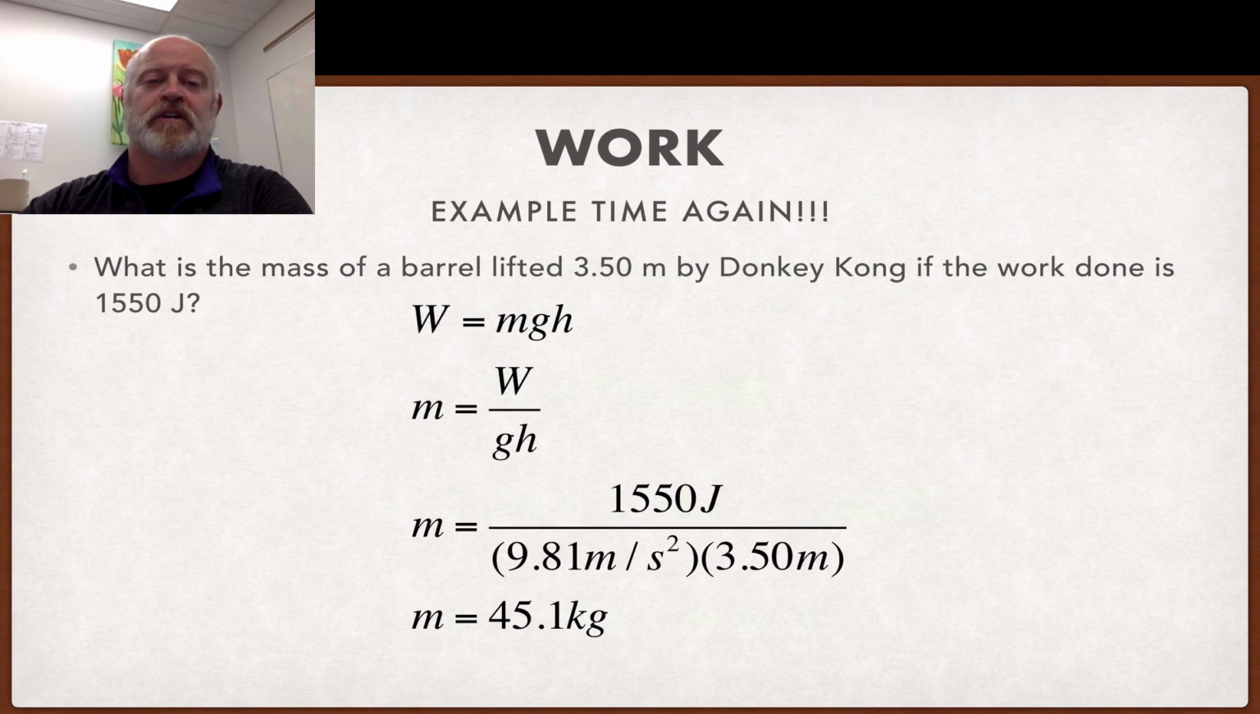All right, so let's take a look at our answer. In this case, we're going to go vertical work, so we're going to use mgh. We want to solve for the mass, so I rearrange it, getting mass by itself. And now I plug my numbers in. My work is 1550. I've got my acceleration due to gravity. Again, we make it positive because we are opposing the gravitational force, so we're lifting it up instead of moving it down. And our displacement or our height is 3.5 meters, so we get a mass of 45.1 kilograms if you put that in.